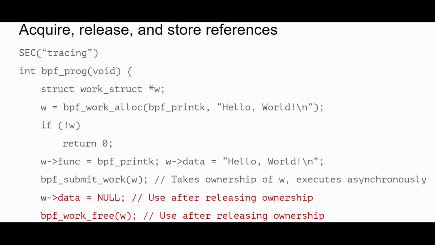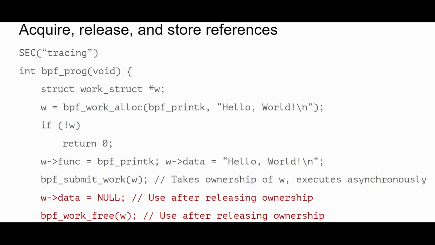There is a concept of a work queue inside the kernel. It is like a thread pool where you can submit jobs, callbacks, and data, and they will be executed at some point of time asynchronously. This is something that is not merged yet, but it is in the works. So you allocate some work where the function is BPF print k, which is basically a print function, and the data that you pass it is the string hello world. Strings in BPF always have a static lifetime, right?